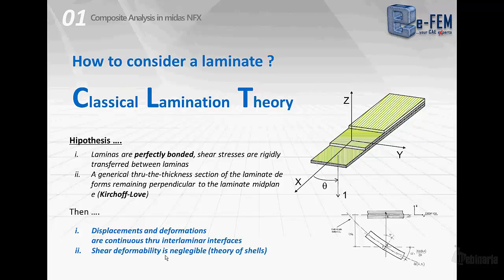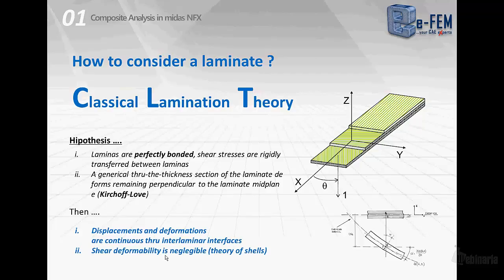How to consider then a laminate? We need to use the classical lamination theory, also called the CLT. The hypotheses at the background of the classical lamination theory are the following two. Laminas are perfectly bonded together, so shear stresses are rigidly transferred between laminas, and a generic through-the-thickness section of the laminate deforms remaining perpendicular to the laminate midplane. This is also known as the Kirchhoff assumption. If these two hypotheses hold, we can say that displacement and deformation are continuous through the interlaminar interface, and that the shear deformability is negligible for the laminate.